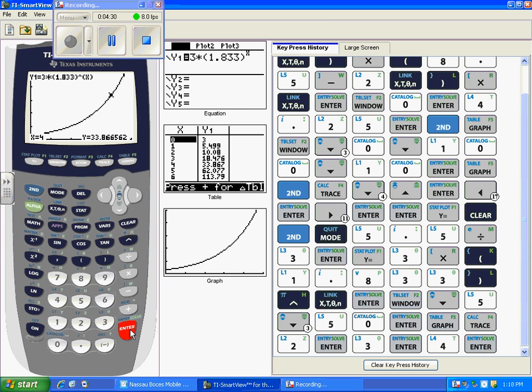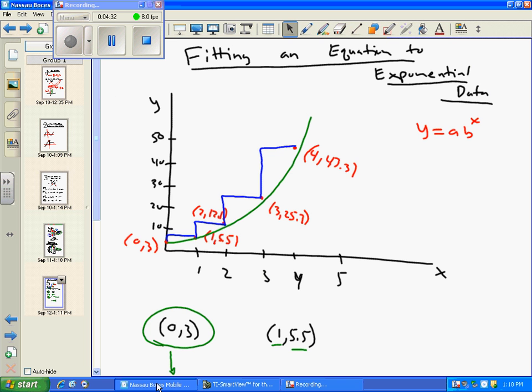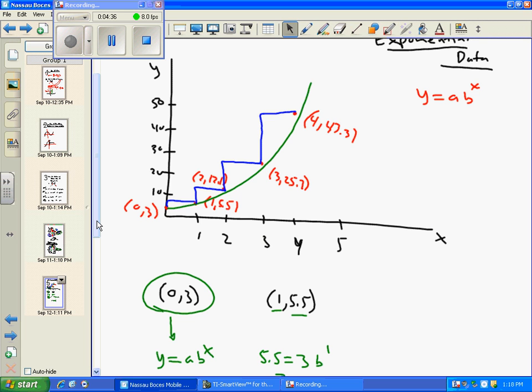In the next video, what we're going to do is we're going to start with the same set of data points, except instead of using 0, 3, and 1, 5.5, I might try using, for example, 1, 5.5, and 4, 47.3.